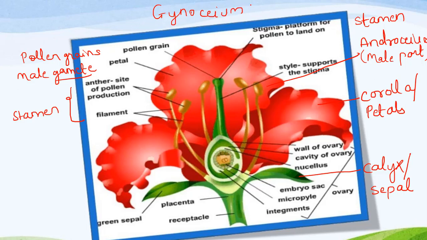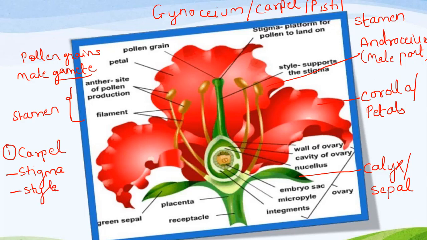Also said to be carpel or pistil. Okay, it has three names: gynoecium, or carpel, or pistil. All the carpels, pistils together are said to be gynoecium. One carpel, one pistil consists of three parts. Okay, one carpel or pistil consists of three parts. The first is stigma, the second is style, and the third is ovary.